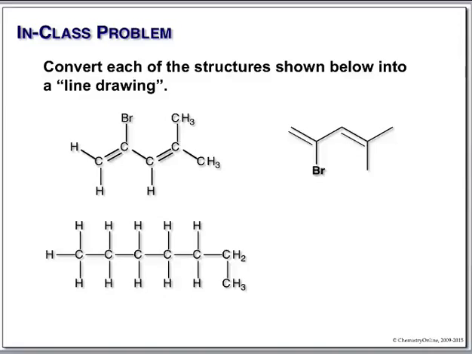Our next one, what's our longest chain here? 1, 2, 3, 4, 5, 6, 7. Are there any side chains? No. I just kind of drew it stupid. Simple. 7 carbon, zigzag.